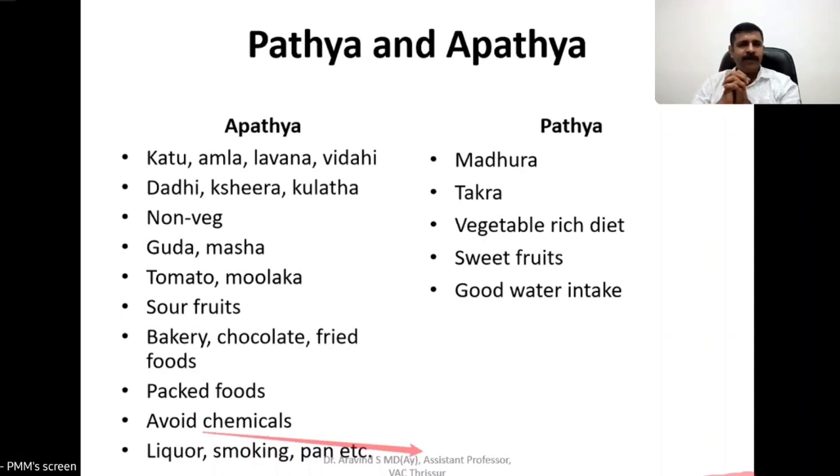Additional to the nidanas, which have been told as Apathyas by the Acharyas: bakery items, chocolate. What is the main ingredient? That is maida. This maida produces amatva inside our body, and it produces excessive dryness to the body. That's why maida should be avoided. And chocolate is also sensitive to the patients.